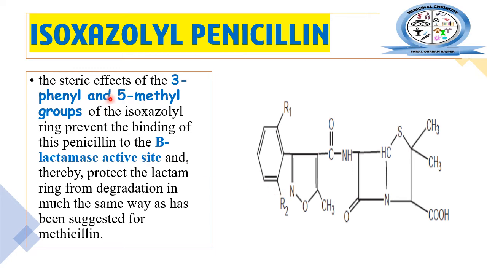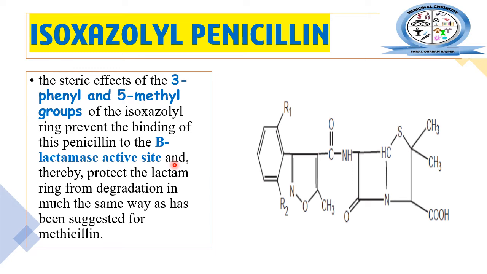So the steric effect is of these bulky functional groups, that is the 3-phenyl 5-methyl group of the isoxazolyl, that is the 3rd position phenyl and this 5 position methyl. These are basically acting as the steric shield against the beta lactamase. So that will cause the prevention of binding of penicillin towards the beta lactamase active sites. Means now penicillin will no more bind with the beta lactamase enzyme.